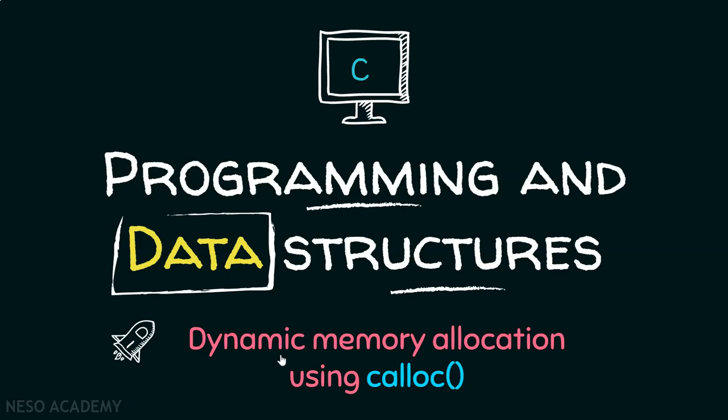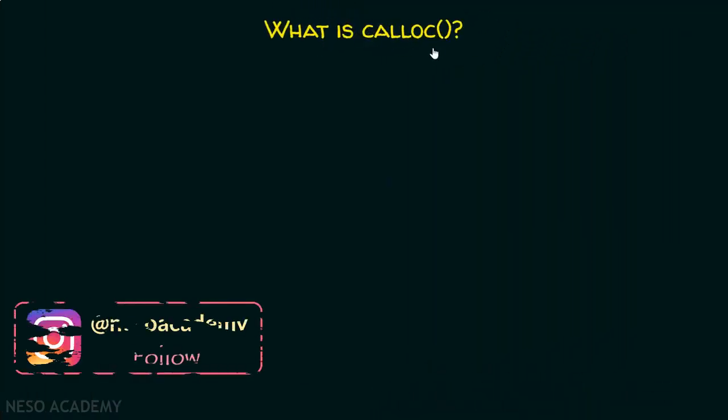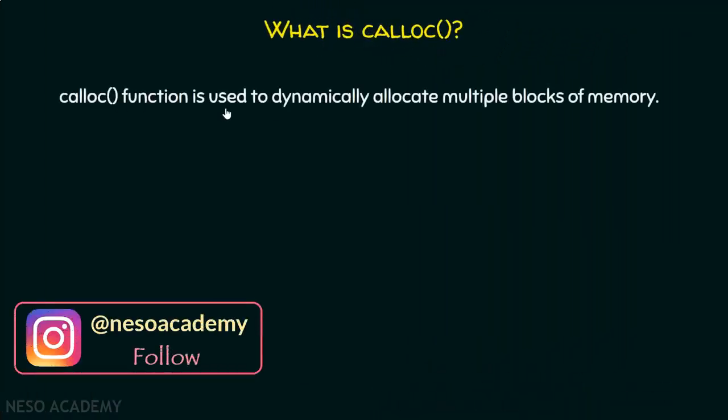In this presentation, we will try to understand how memory is allocated dynamically using the calloc function. So let's get started. What is calloc, by the way? The calloc function is used to dynamically allocate multiple blocks of memory.